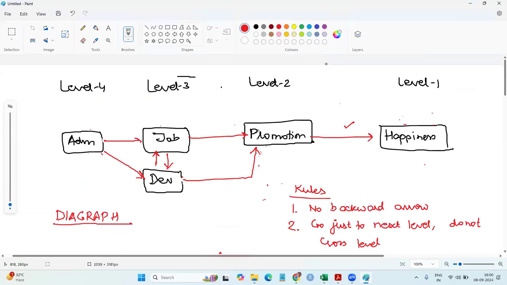So I make this sort of diagram, maybe in MS Word, maybe some other web utility. Make this diagram, and this is said to be the hierarchical model. This becomes the conceptual model. This is the hierarchical model.